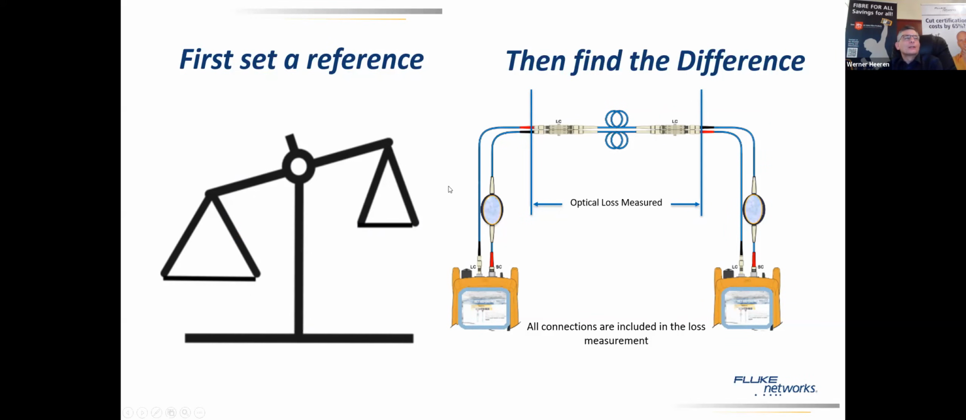To come back here, first set your reference to get your reference point, your 0 point, like you tare a balance if you want to weigh yourself, to put it at 0. Then you put your fiber in the middle and you measure the optical loss from the whole system, including your test reference cords, but you have to deduct the test reference cords to get the optical loss of the fiber that you want to install.